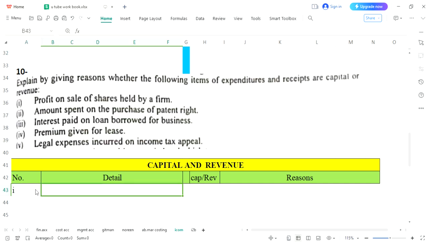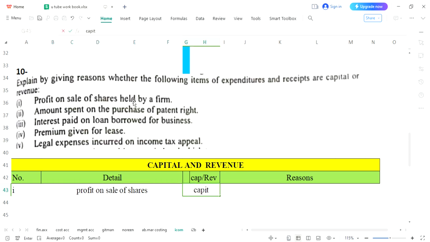So first entry, profit on sale of shares held by a firm. Please underline held by firm. That means this company or this firm had invested some amount in other organization. These investments are not made for a shorter period of time. And secondly, you do not sell regularly. Shares are sold once in several years. So that is why if you have earned some profit on sale of shares, it's a rare event. So you will call it capital.